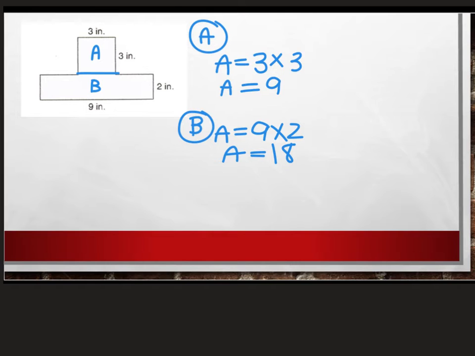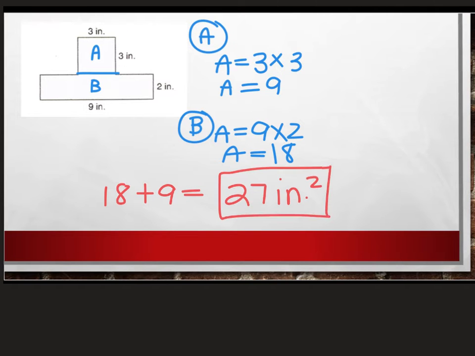So final step, we found the area of all of our shapes inside the polygon. Just add together the two areas we found. Should get 27, don't forget your units, inches squared.